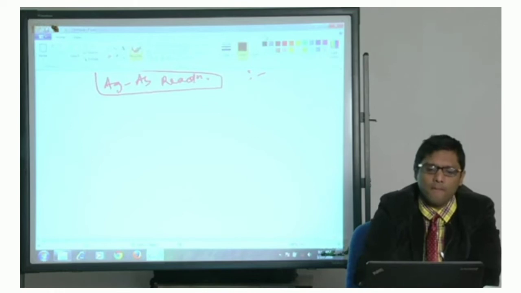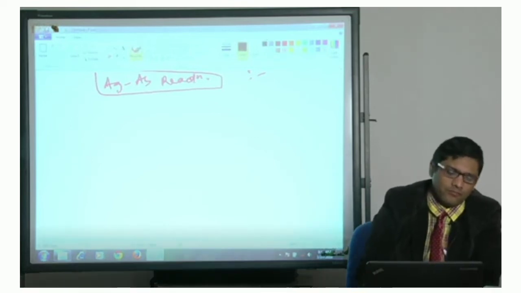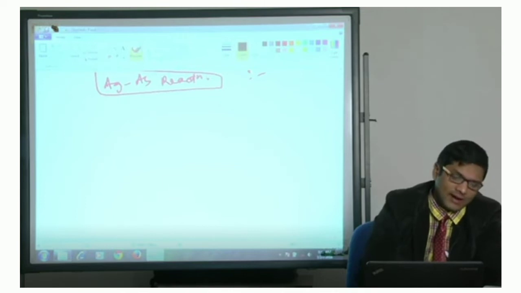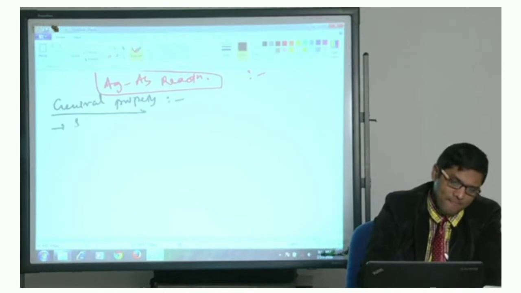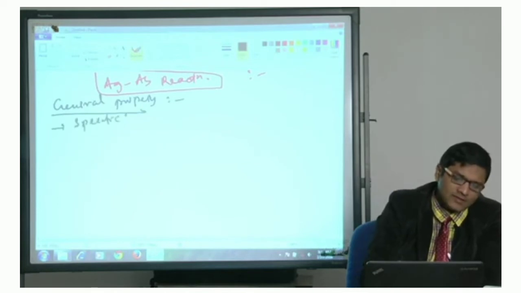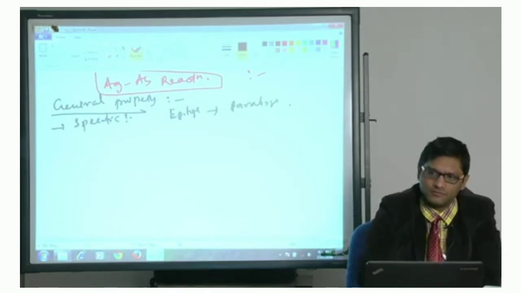Antigen-antibody reaction. Broadly, they say that for any antigen-antibody reaction, the common, general properties are that it has to be specific. It involves the specific epitope of the antigen binding to the specific paratope of the antibody.